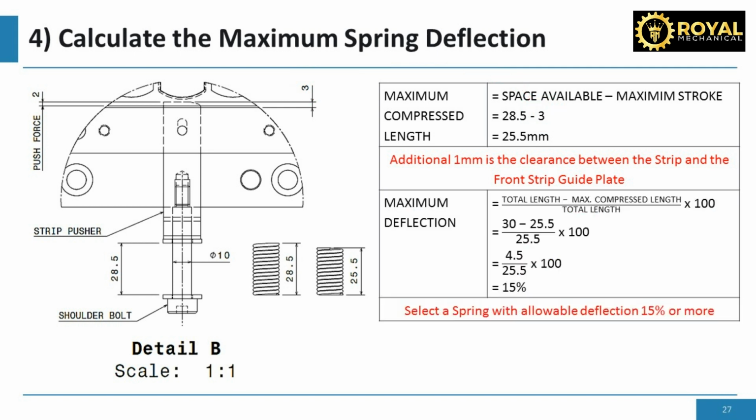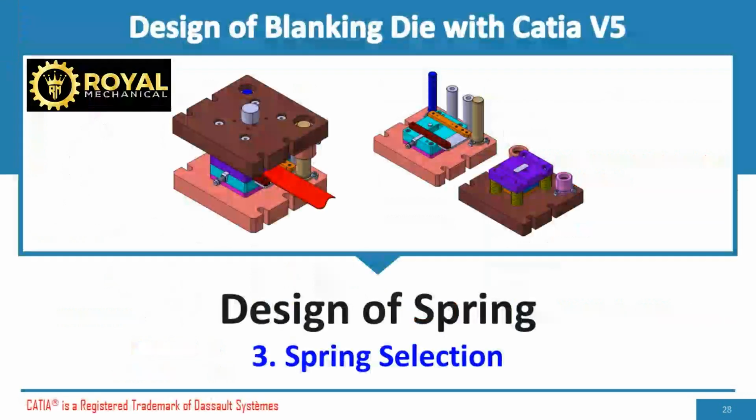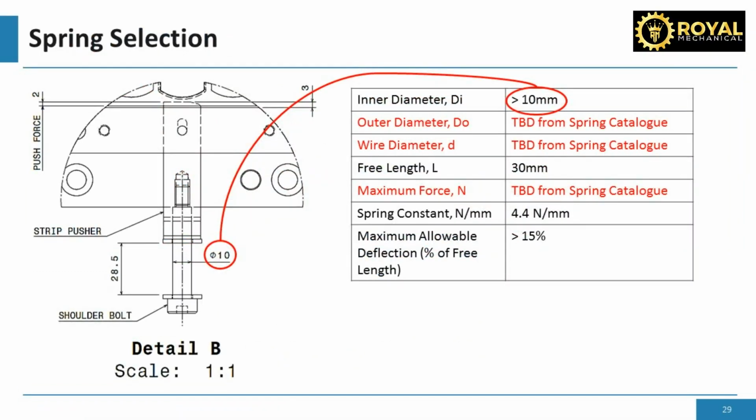Maximum deflection can be calculated by dividing the difference between the total length and maximum compressed length by the total length. The calculated value of the maximum deflection is 15%. Hence, we need to select a spring with allowable deflection 15% or more. Now let's select the spring in the third and final step of the strip pusher's spring design.